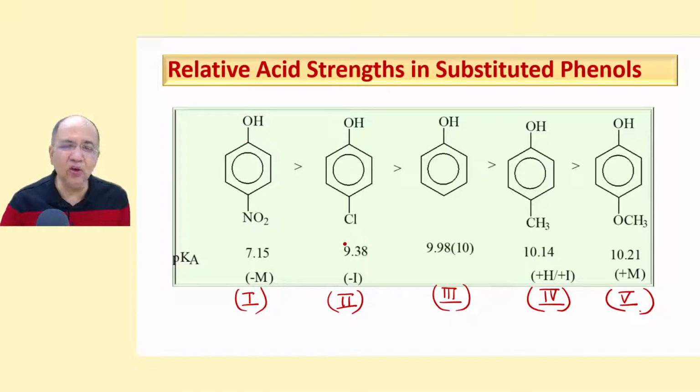On the other hand, chlorine will show a predominant minus I effect, because the plus M effect is very little. It will be superseded by the minus I effect. So because of the minus I effect, this will also stabilize the conjugate phenoxide ion.